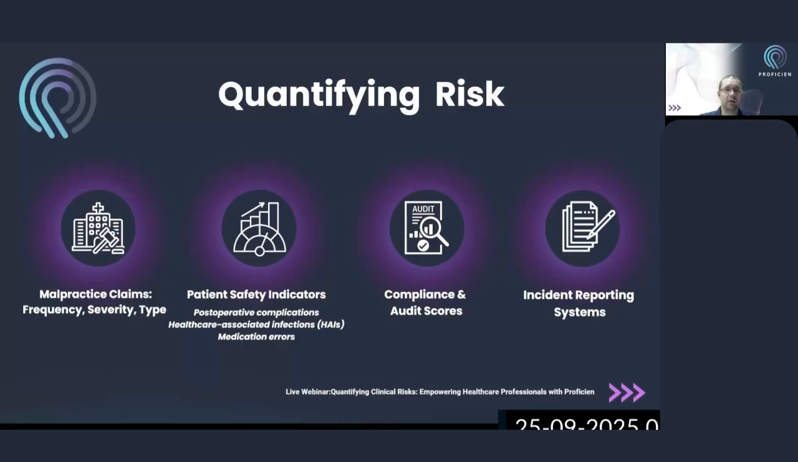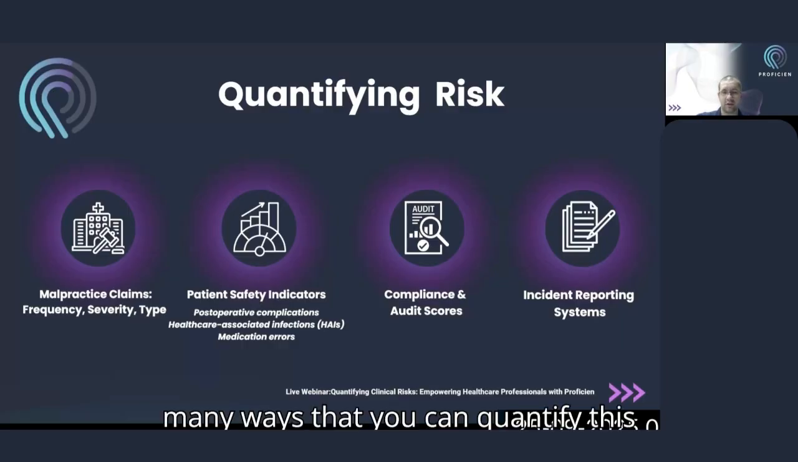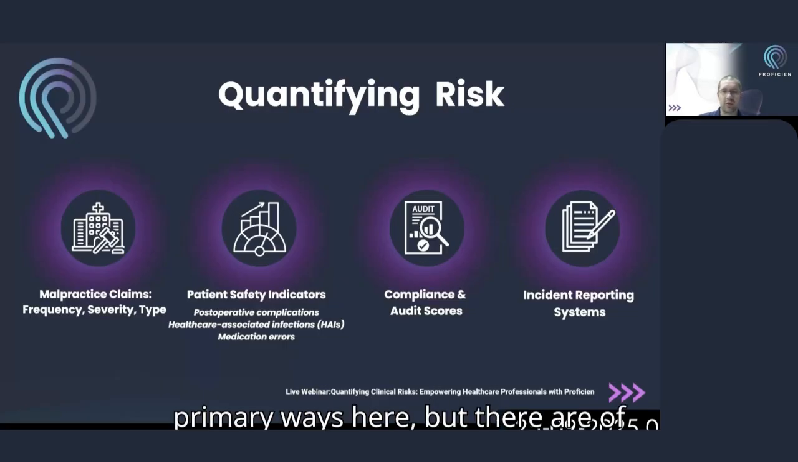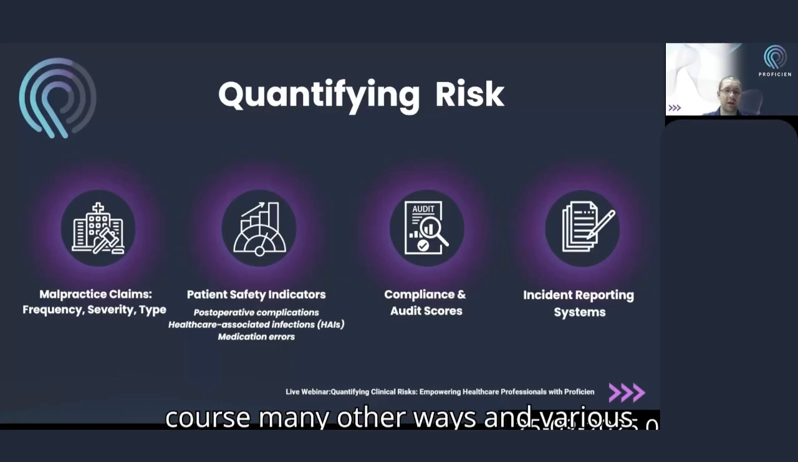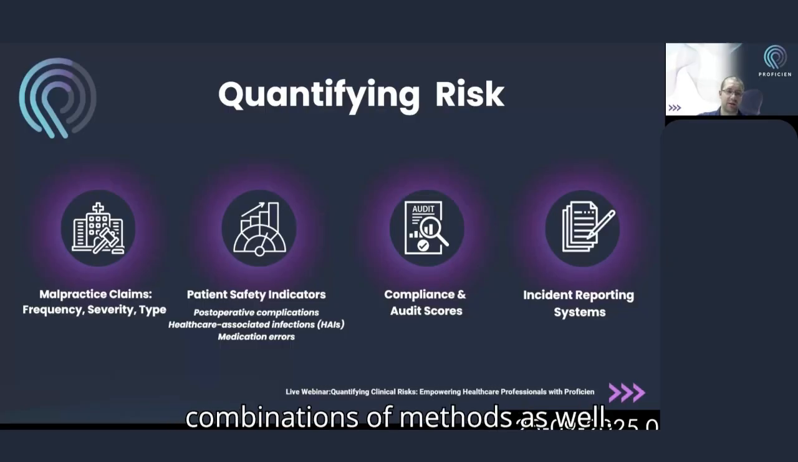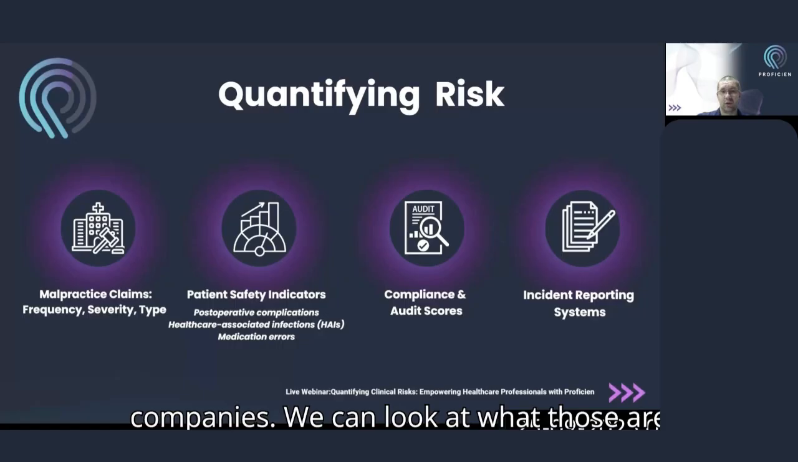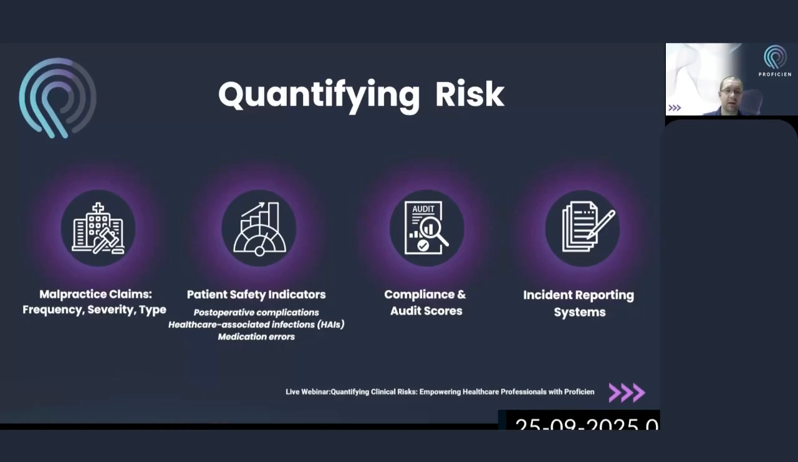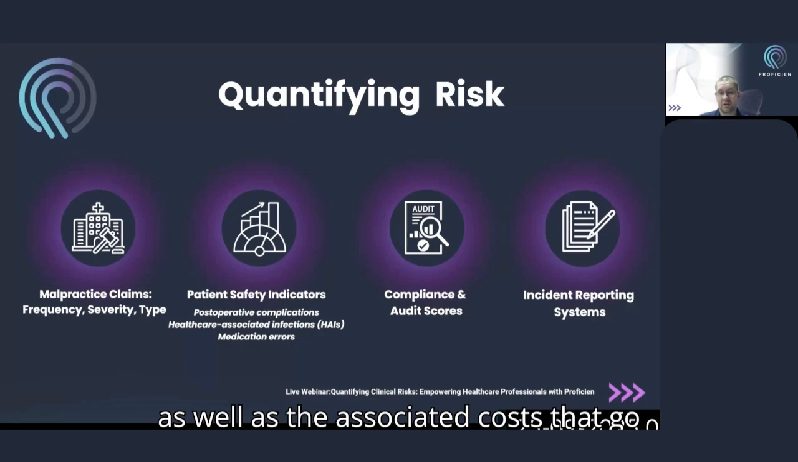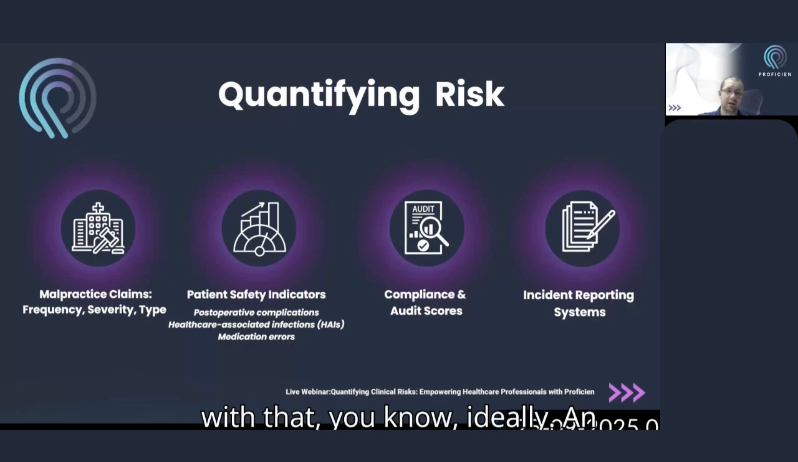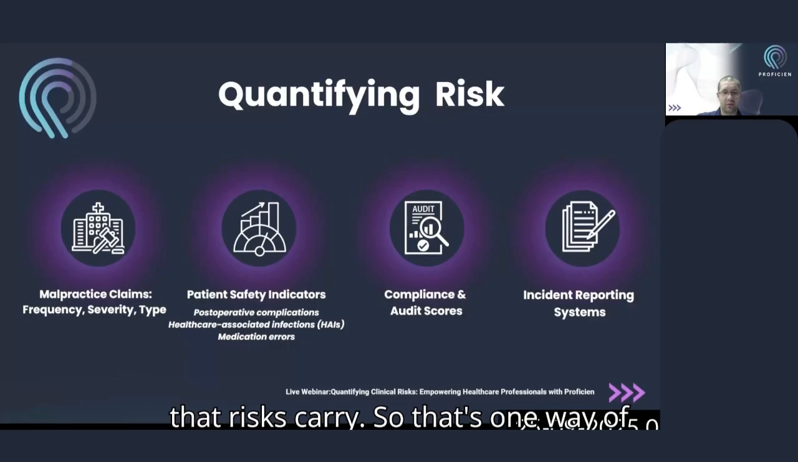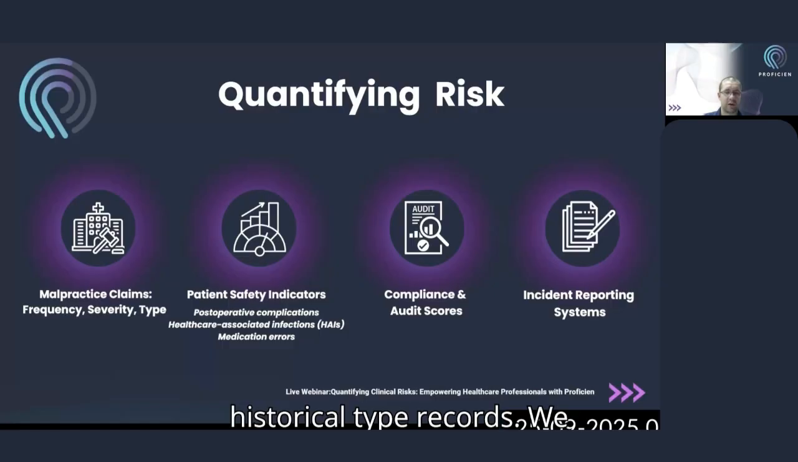And there are many ways that you can quantify this risk. We've listed 4 primary ways here, but there are, of course, many other ways and various combinations of methods as well. So we can look at malpractice claims against our companies. We can look at what those are for, what the reason is behind them, as well as the associated costs that go with that. Ideally, an adequate risk mitigation strategy will decrease the costs that risks carry. So that's one way of looking at it, looking at those historical type records.